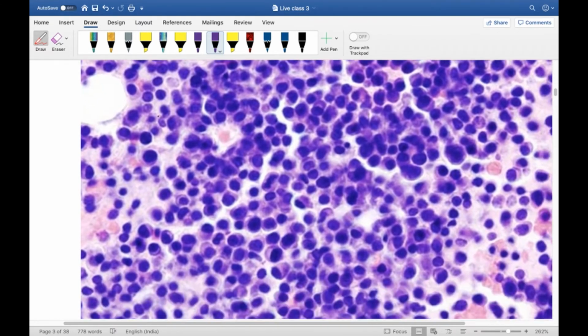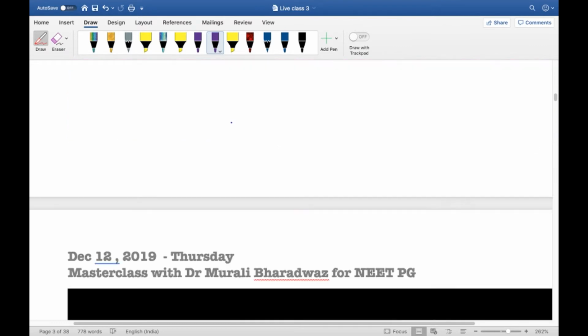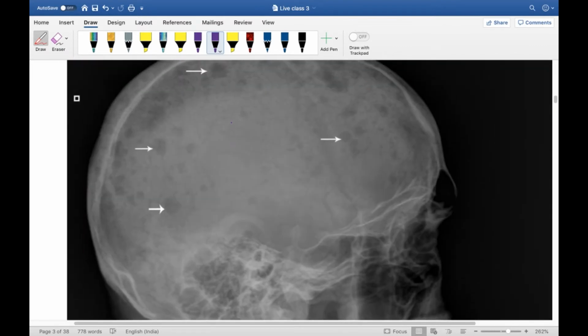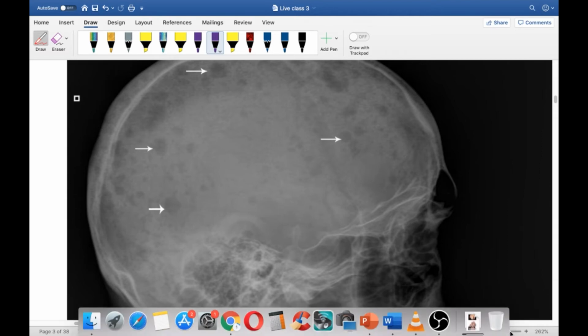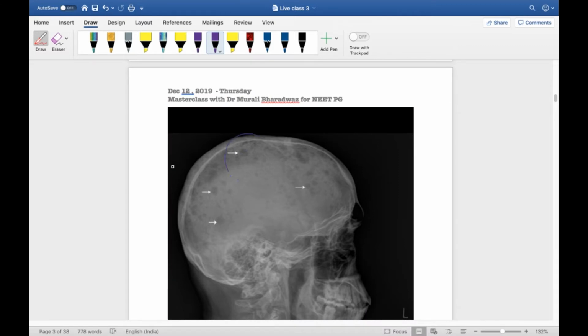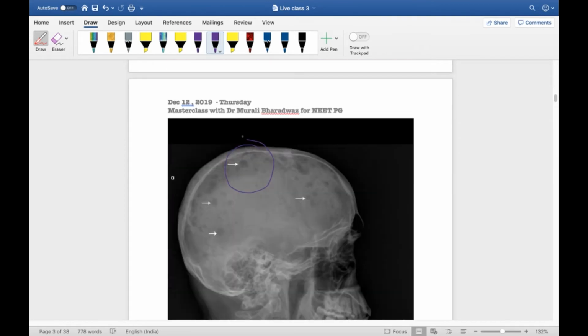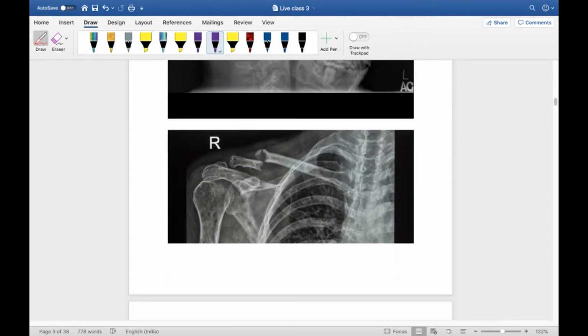Tell me, doctor, when you look at this peripheral slide, what are you looking at? You are seeing an abundance of plasma cells. So when you are seeing this, you are seeing the lytic lesions, doc. Lytic lesions. You are seeing lytic lesions here, and you are seeing plasma cell abundance. So what am I talking about? And you can also see multiple lytic lesions, and here you can see the presence of a fracture.